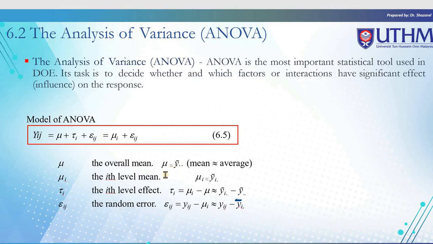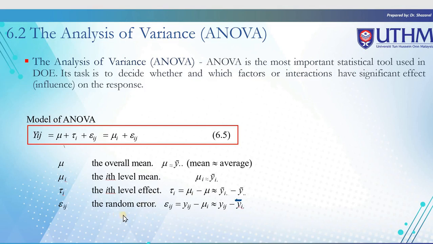Okay, so the mean of this model, taking from the Yij. So Yij is the response, or the observation. The model here we can write as mu plus tau i, where tau i is the i-th level effect. So each level has its own effect. And then we have the random error.